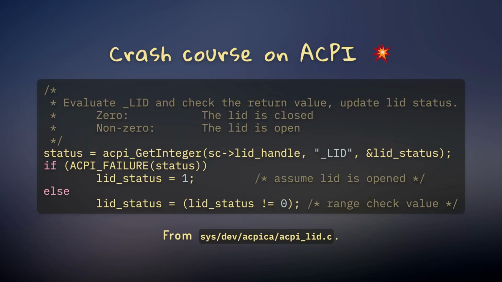It's just a way to communicate what to read. And here's an example of how it's actually read in code. This is acpi_lid.c, the thing that does this in C. You can see it's just getting the integer. If there's a failure, we're just assuming it to be open. Otherwise, we get the status. If it's anything other than 0, then it's open. And if it is 0, then we assume it's closed. So I hope that gives a bit of an idea of how that works.